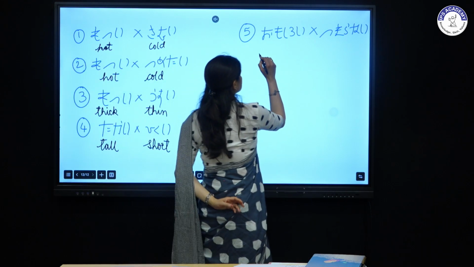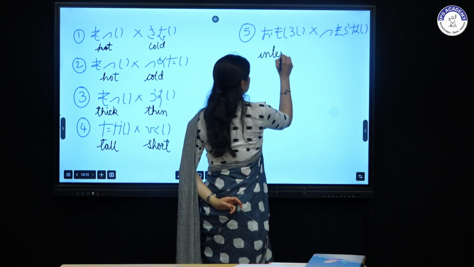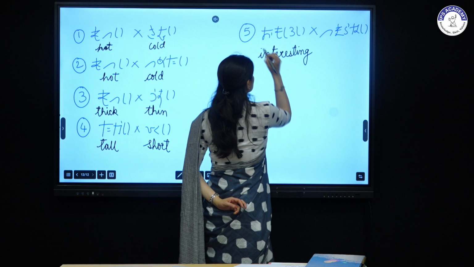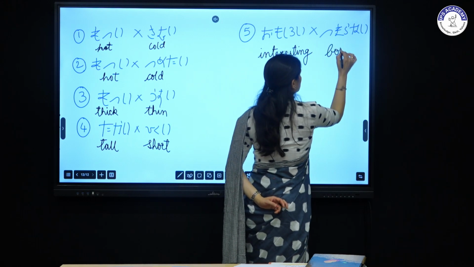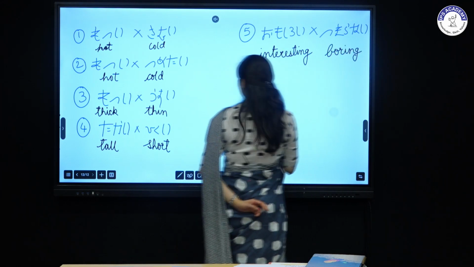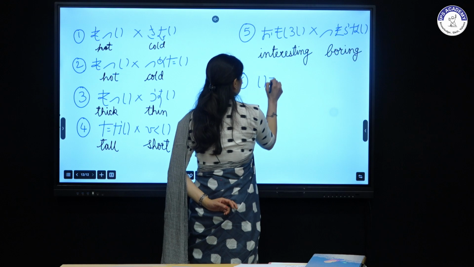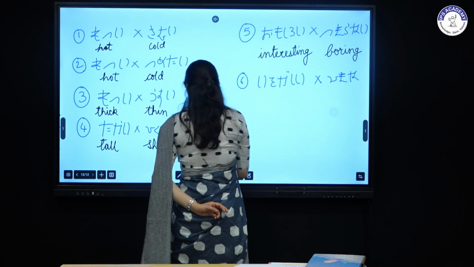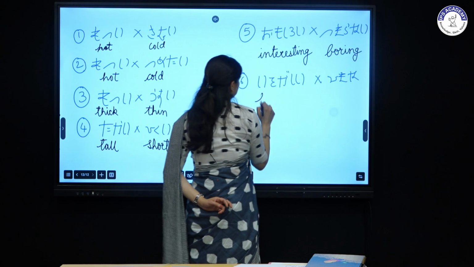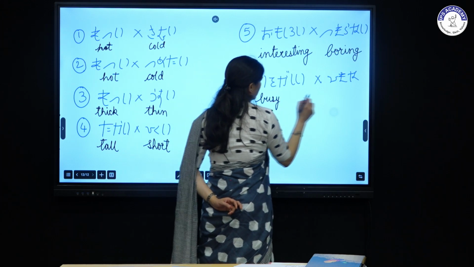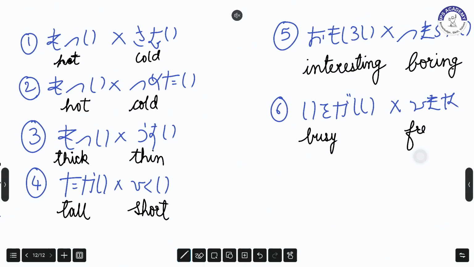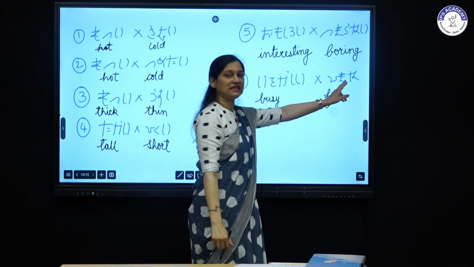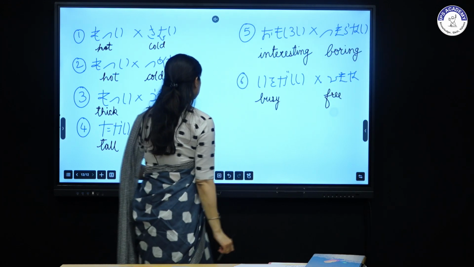Omoshiroi means interesting. Tsumaranai means boring. Isogashii means busy. And hima na. See, it's a na ending adjective. It ends with na. Wakarimasu ka?